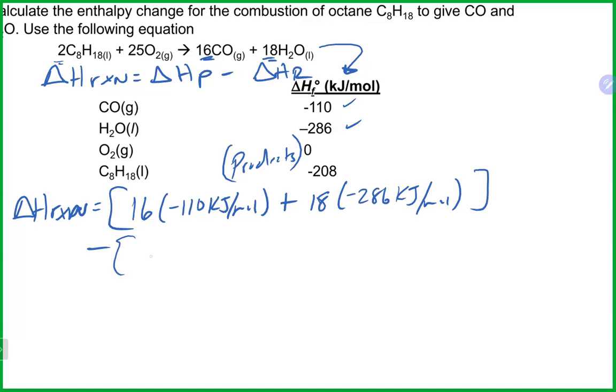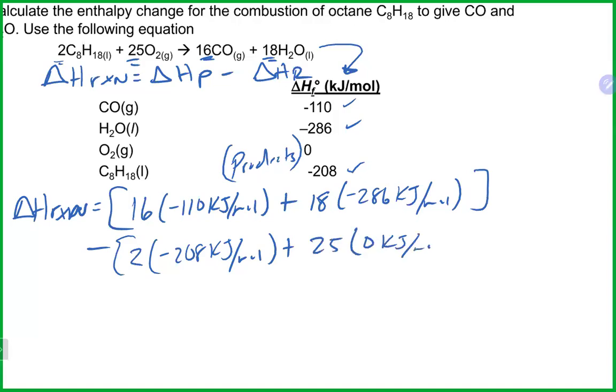We've got 2 of those guys. We're going to take 2 times the value we got from the table there, negative 208 kilojoules per mole. And again, we're going to add it to 25 of our oxygens. And again, oxygen is normally how it comes, so that's going to be a 0 from the table. And again, that's going to take care of pretty much all of our reactants.